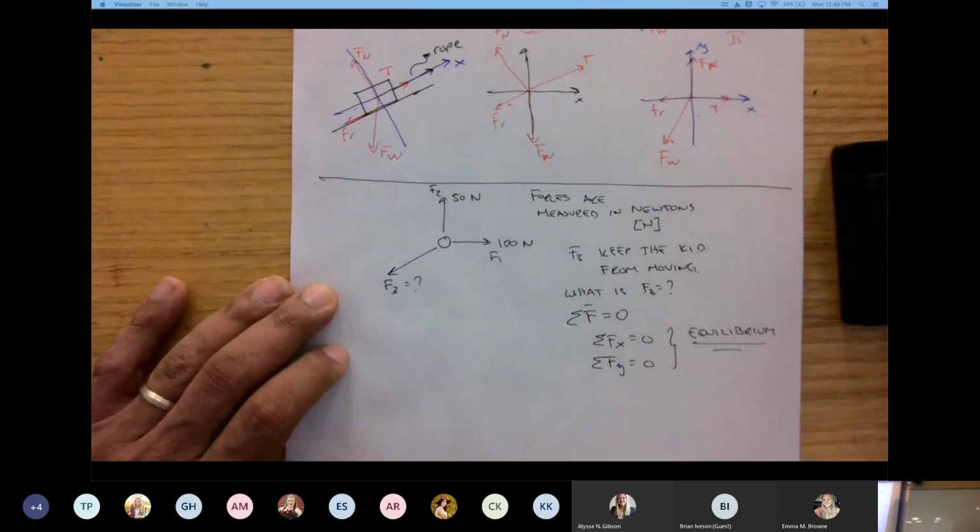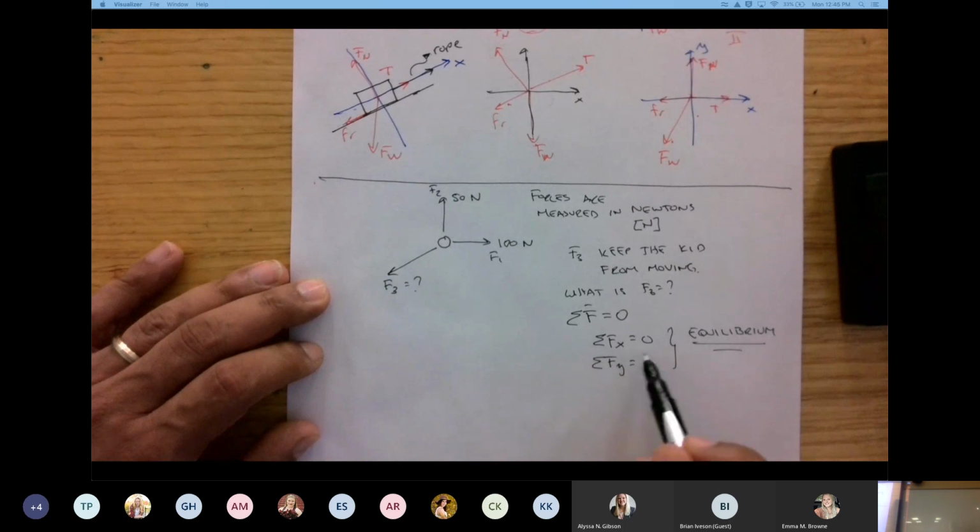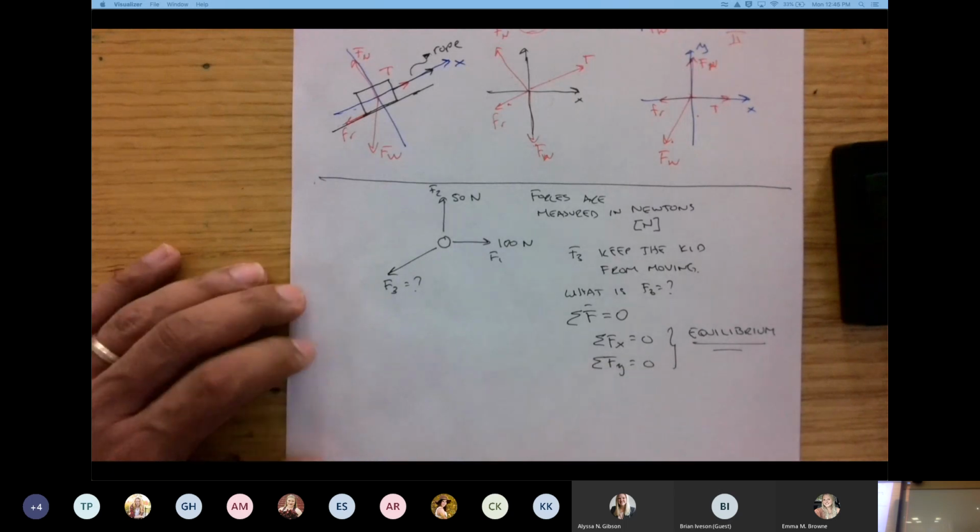So in physics, when we say something is in equilibrium, the way we represent that in the equation is saying all the forces in x are equal to 0, all the forces in y are going to be equal to 0.